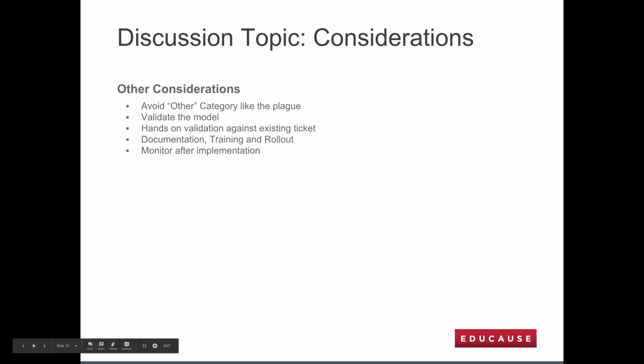Last slide for me, just some other things to consider when embarking on the categorization. This one's obvious, but it always sneaks in when you're building a model, is the other category. So recommendations are to avoid the other category like the plague. There is one exception. UC Merced is actually going live with a new categorization model come this Friday. So I avoided other as much as I could.